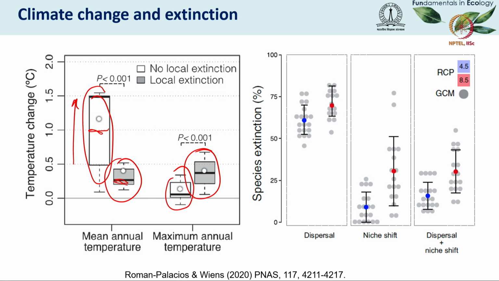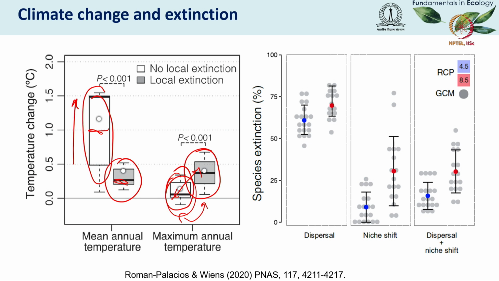This might seem strange, because you would expect that places that have warmed faster should have more extinctions than places that have warmed less fast. But you see that pattern when you look at maximum annual temperature. Places in which maximum annual temperature has risen faster have local extinctions, whereas places where maximum annual temperature has risen slower, the extinction rate is lower.